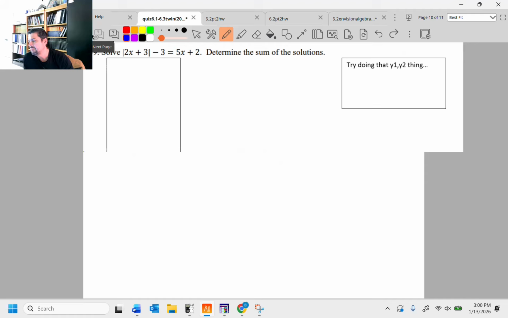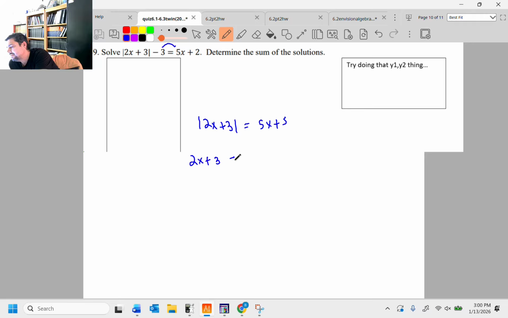Determine the sum of the solutions. So I'm an algebra teacher, so I'm going to show you y1, y2. I'm also going to show you the algebra. First thing I'm going to do is isolate. Make that the absolute value of 2x plus 3 is equal to 5x plus 5. All right. Now, I'm going to write 2 equations. The first one is as is. The second one, we change the sign on the stuff inside.